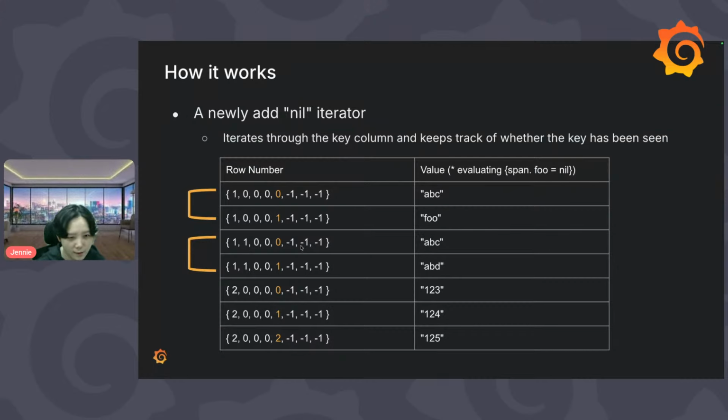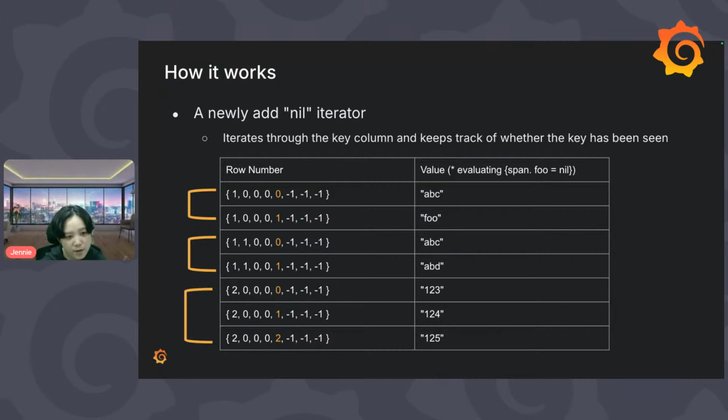Again, we go through the same thing. The first key is ABC, the second key is ABD. And again, we notice that, hey, this number has changed. This means we've moved on to a new span. And look, we've moved on to a new span without seeing the foo key. This means that this span right here qualifies for our query of foo is equal to nil. So we'd return this span, right? So that's one condition we look for: if we've moved on to a new span and the key has not been seen yet.